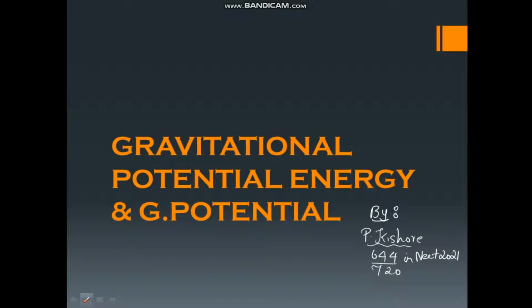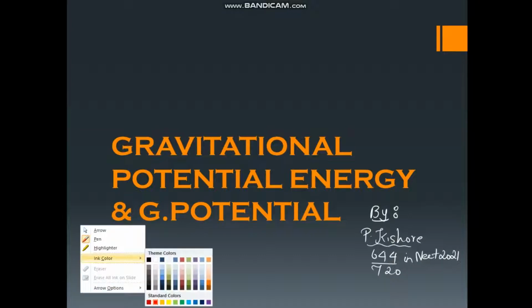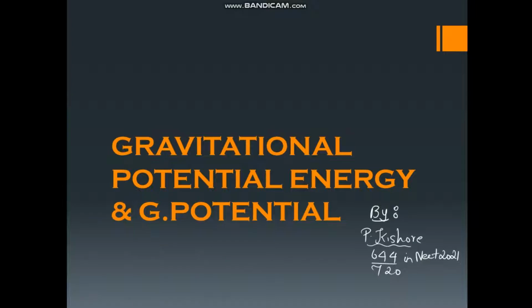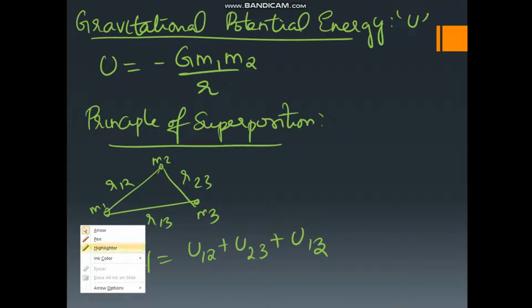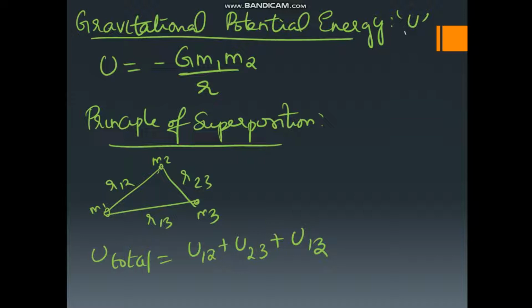In this video, we will see the concept of gravitational potential energy and gravitational potential. First, gravitational potential energy. It is indicated by the letter U, and U is equal to minus G m1 m2 by r, where r is the distance between the masses. Suppose this is a mass m1, this is mass m2, and they are separated by a distance r, then the potential energy of this system is minus G into the product of masses divided by the distance between them.